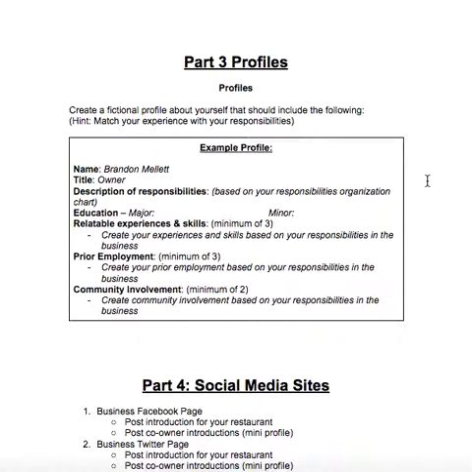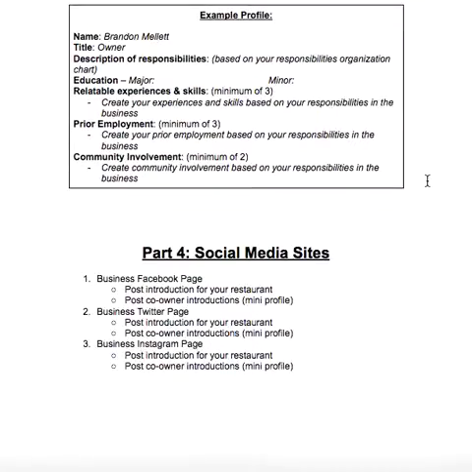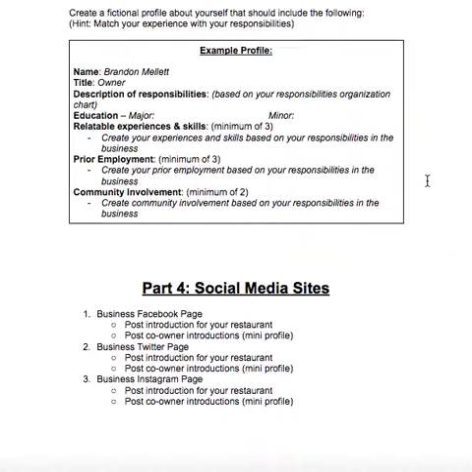But if they wanted to find out more detail about a business partner, then they'd want to look at their profile. So each business partner is going to have a fictional profile where you provide your name and the title, description of your responsibilities. Again, responsibilities are right here. Your education, related experiences, prior employment, community involvement.